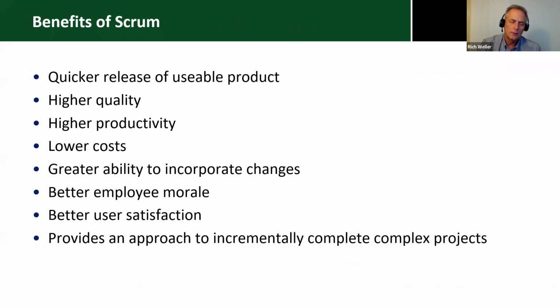So let's talk just a moment about the benefits of Scrum. So you can see them listed here. We are able to have a quicker release of a usable product, focusing on higher quality. There's higher productivity when we leverage Scrum. It's proven that we have lower costs, and we have a greater ability to incorporate changes. That feedback loop constantly. We're taking feedback, putting those requested changes into our product backlog, incorporating those changes into our product as we're moving forward.